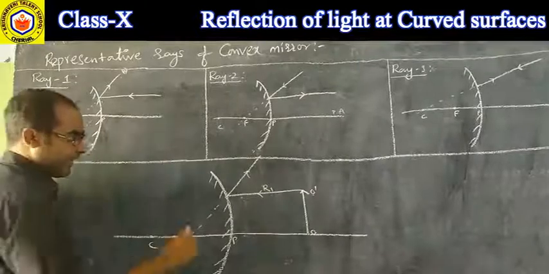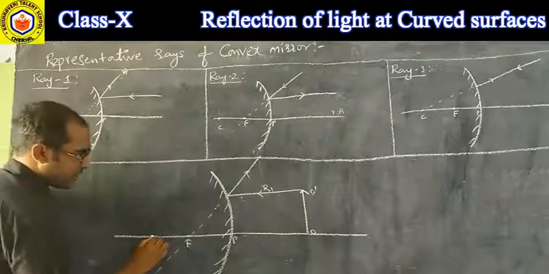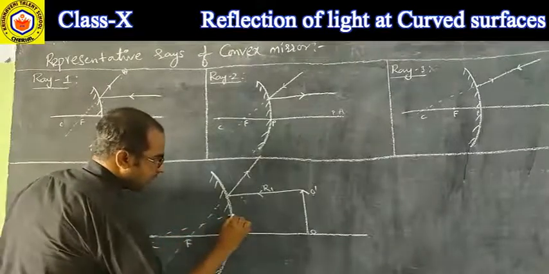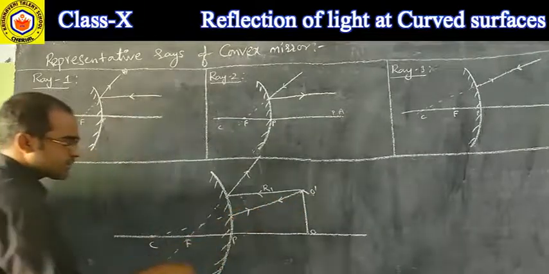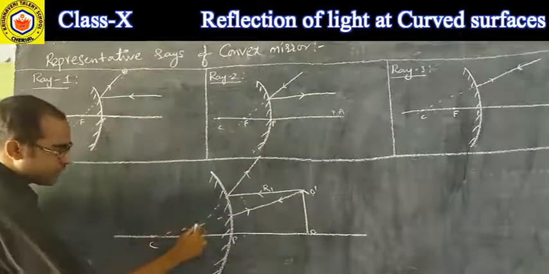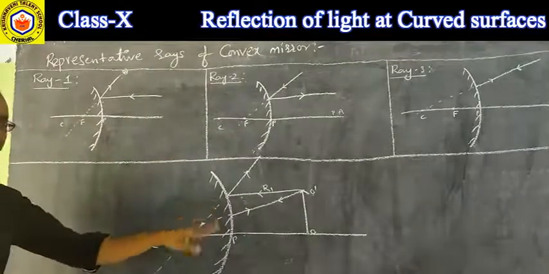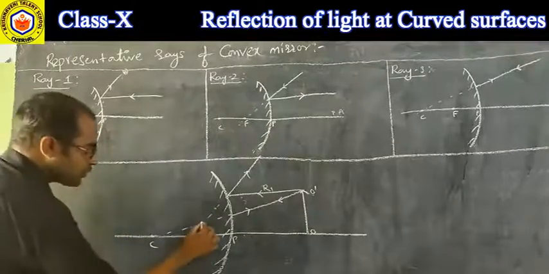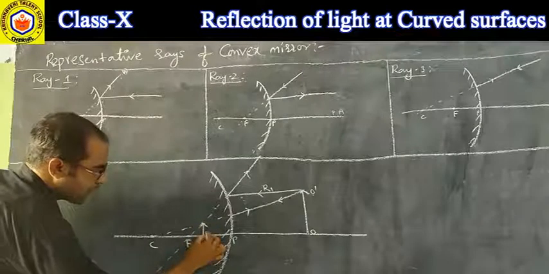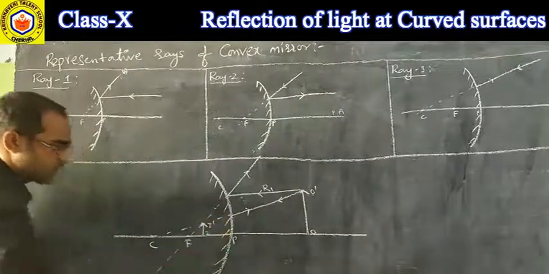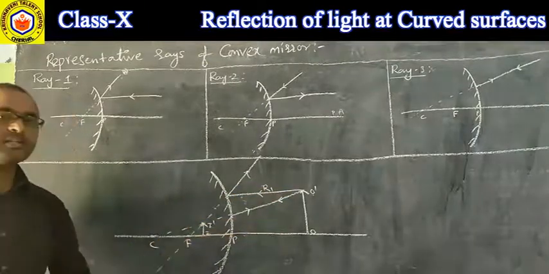Next, another ray, a ray which is appearing to pass through the center of curvature. Yes, it retraces the same path. And when you observe these 2 virtual rays, these 2 extrapolated rays or extended rays, these 2 rays are meeting at this point. And this will be the image point, that is I dash. O dash is the object and I dash is the image.